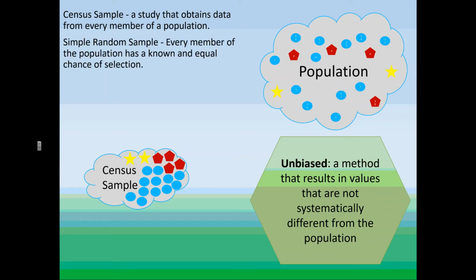Then there's the simple random sample. In the simple random sample, everybody is assigned a number. So we have our population, we assign everybody a number, and then we randomly pick numbers.